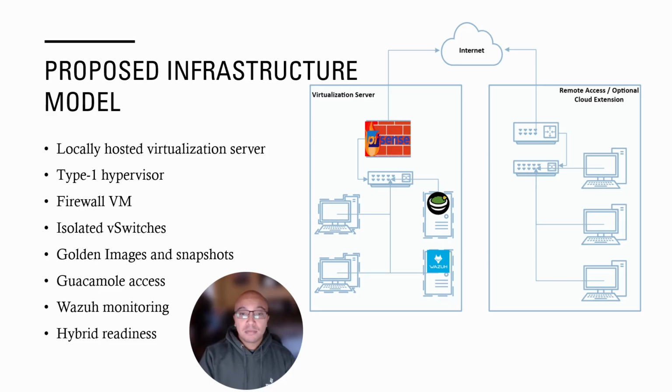A firewall VM, such as pfSense or OpenSense, acts as the boundary between isolated networks and outside networks. Isolated virtual switches separate lab systems so that student activity does not directly touch production infrastructure. Golden images and snapshots make the lab repeatable. Instead of manually rebuilding systems, an administrator can create baseline virtual machines, clone them for students, and roll them back after each use.